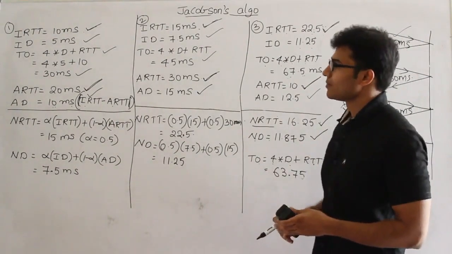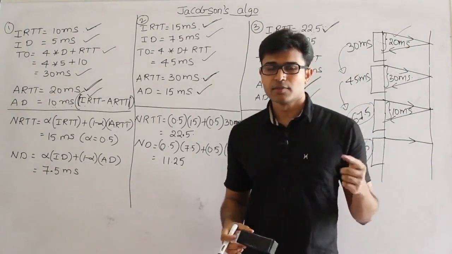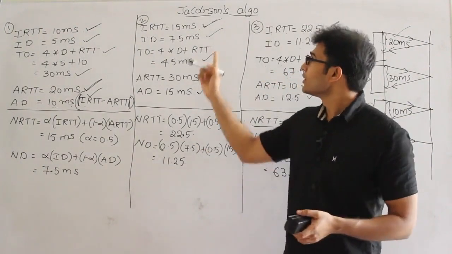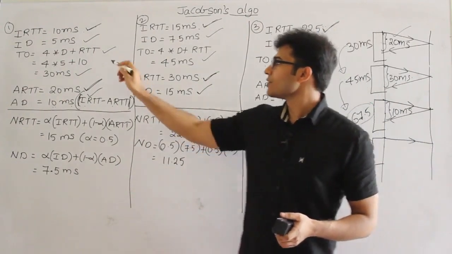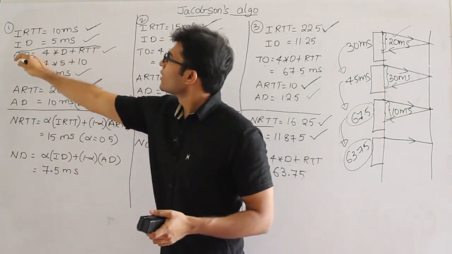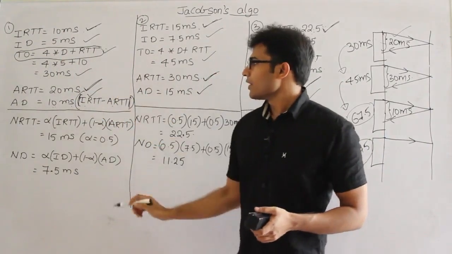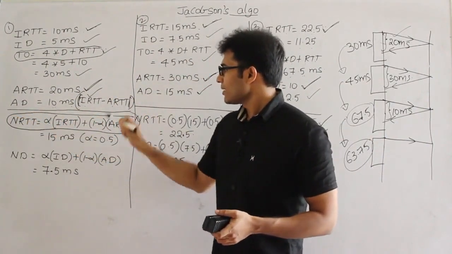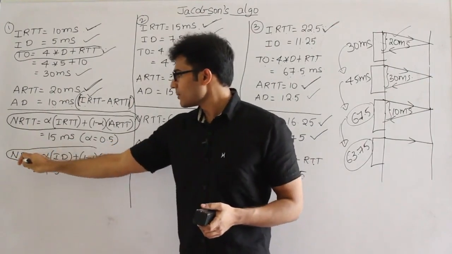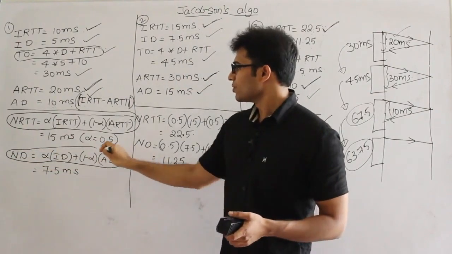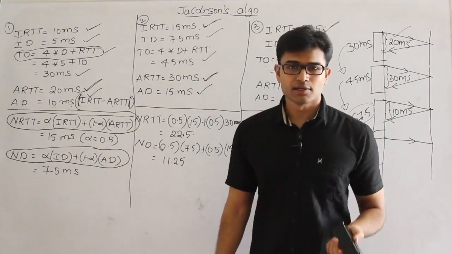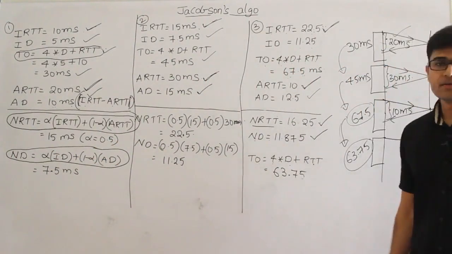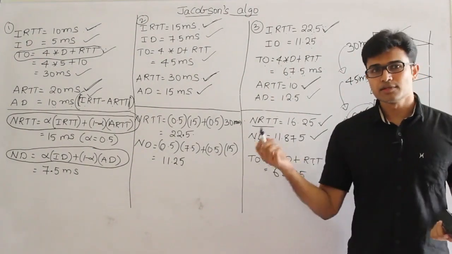What is the main difference between the basic algorithm and Jacobson's algorithm? In the basic algorithm, timeout equals 2 into RTT, but here in Jacobson's algorithm timeout is calculated using this formula. Remember this, and all the remaining formulas are the same. NRTT equals, this is the same as the basic one, and the next deviation is also kind of the same as the basic one, even though we don't have deviations in the basic algorithm, right? So anyway, Jacobson's is giving better performance compared to the basic algorithm.